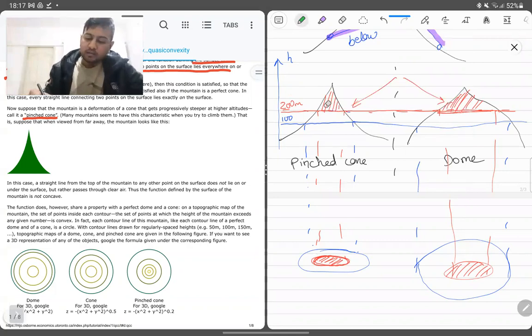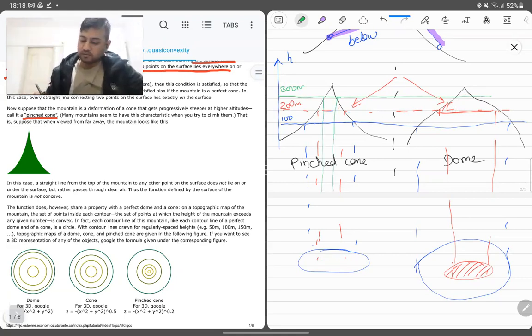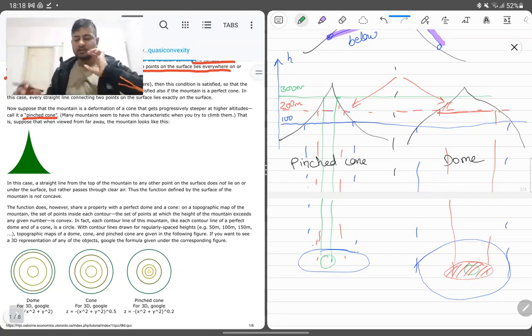Okay, let's take a 300 meters altitude. If you take 300 meters altitude, then again you will see this circular structure. Here also you will get a circle. So you see that all these sets of points are going to be circles.